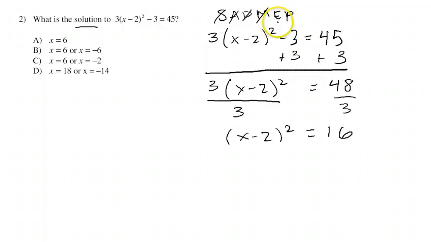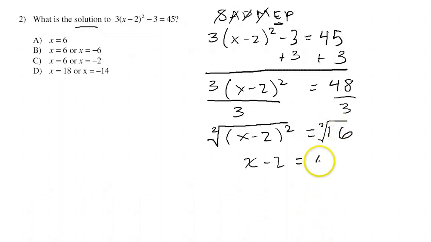And now we can cancel out our exponents. If you remember, the inverse of having an exponent on there is to take the root, and it's the square root. So this will cancel out with the power of 2, and I'm left with x minus 2 is equal to the square root of 16, which is 4. But since it's an even root, we have to put the plus or minus.